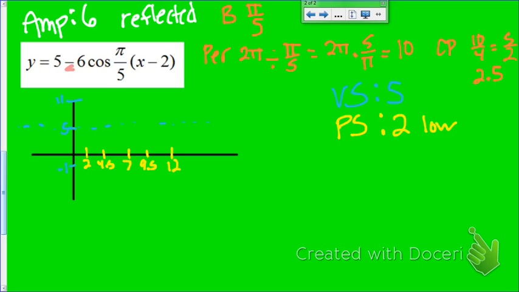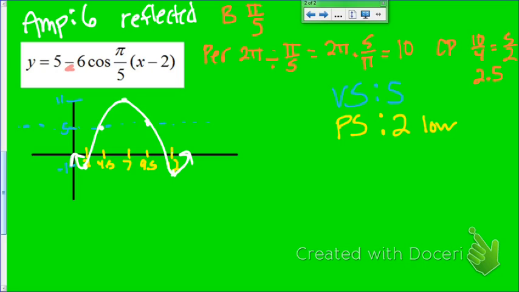So the first point that I'm going to mark, at 2, it's going to be a low point. Then I'm going to go middle, high, middle, low. And there's my graph. And again, we're just doing one cycle for time's sake to make this just a little bit simpler.